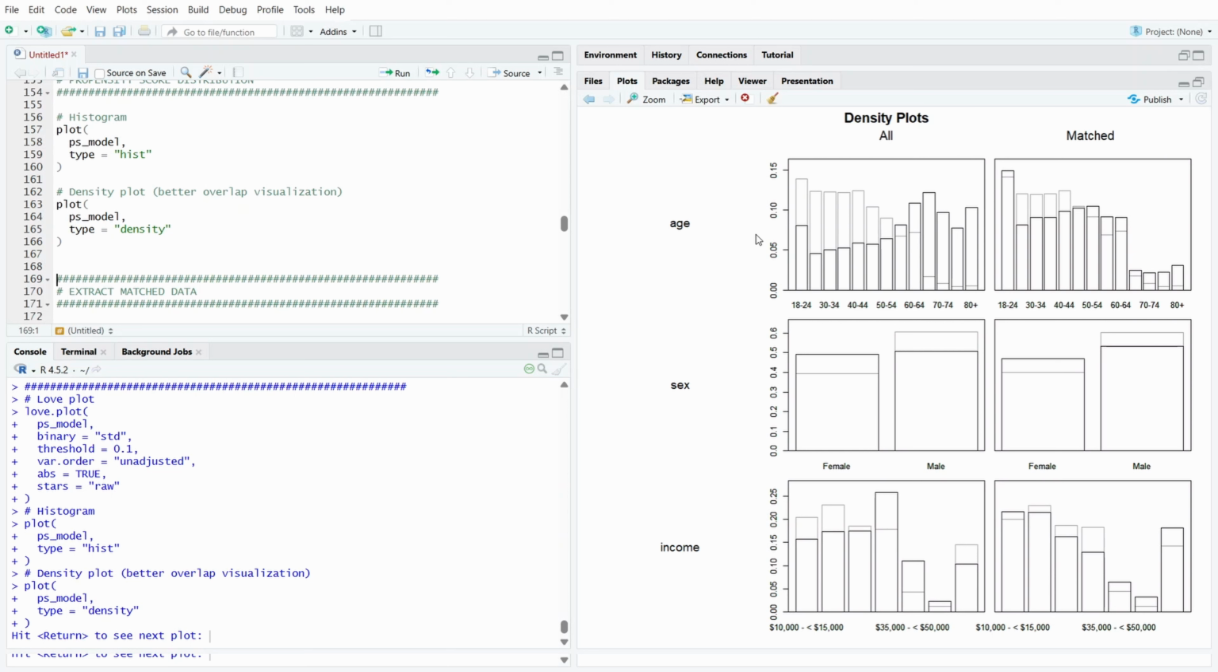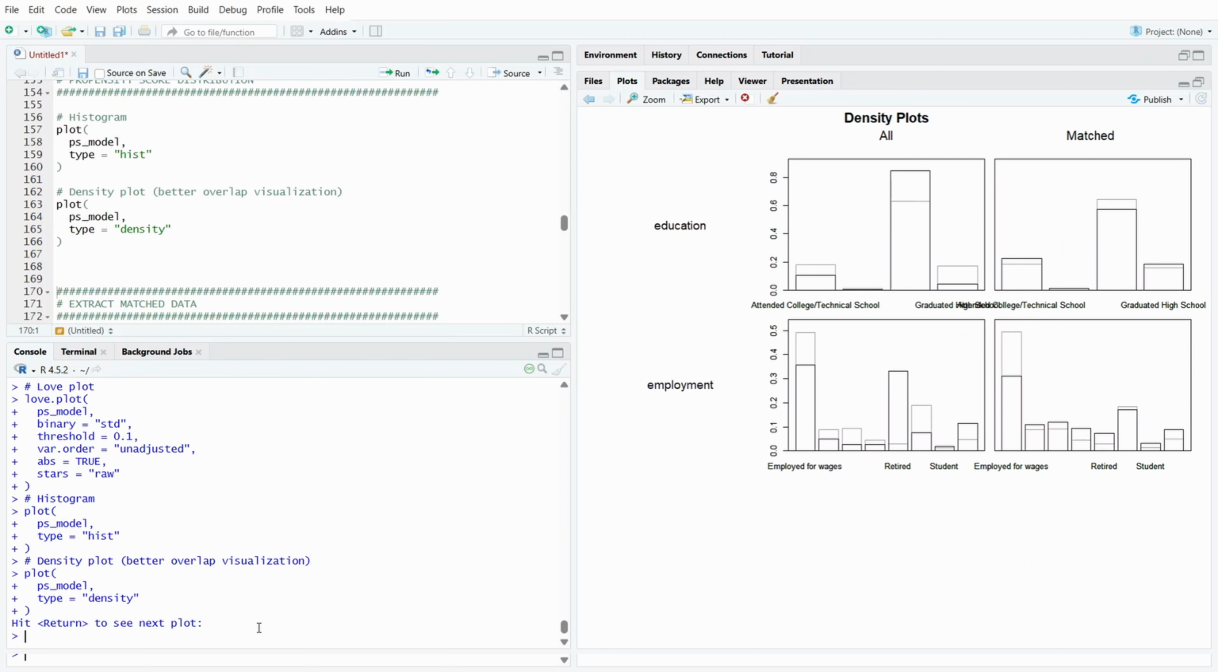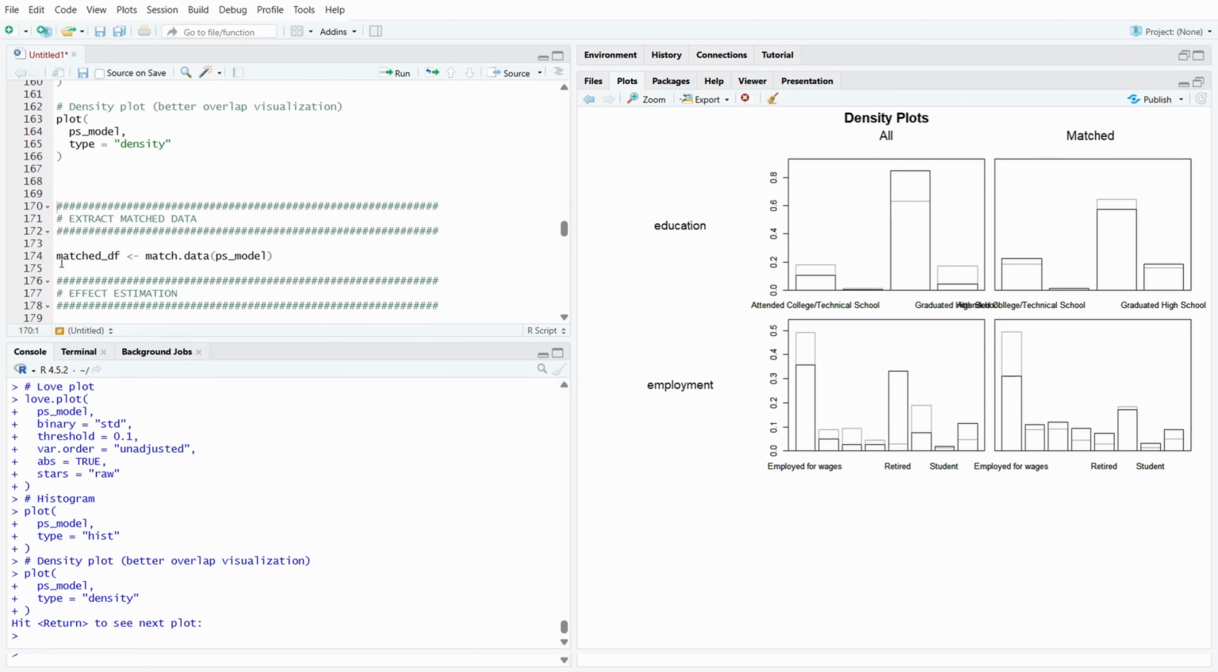After matching, the distributions across most variables became much more similar, indicating improved balance between the groups. Although some imbalance remained, particularly for employment, the matching procedure substantially reduced differences in observed characteristics. Overall, the plots demonstrate that propensity score matching improved comparability between insured and uninsured participants, strengthening the credibility of the analysis. Since we have confirmed acceptable matching quality, we now extract the matched sample into a new dataset called matched_DF.